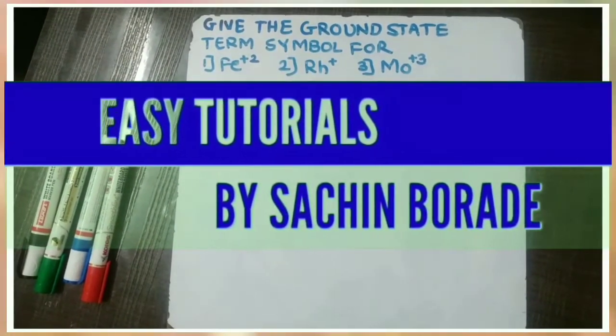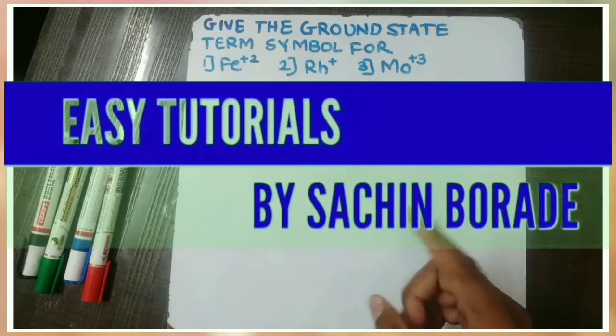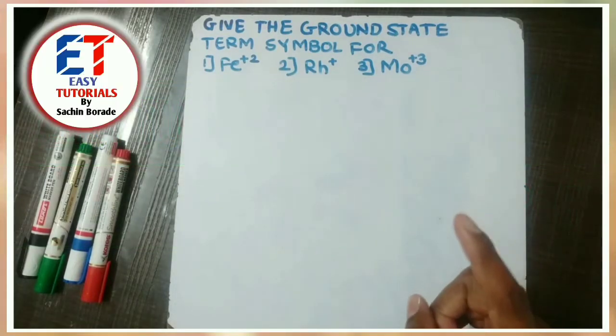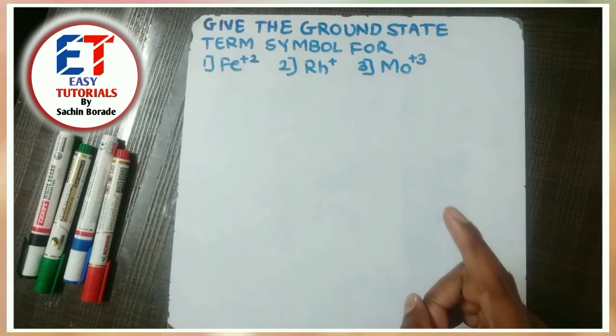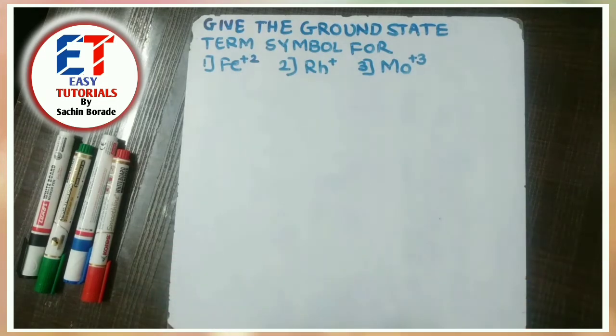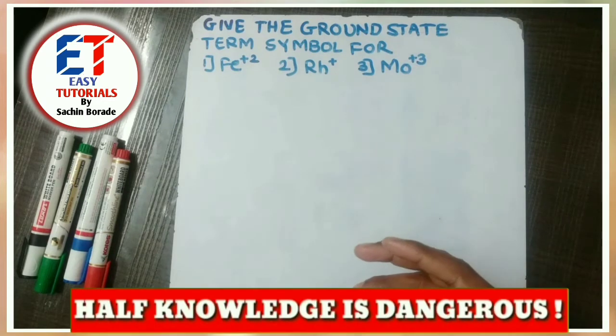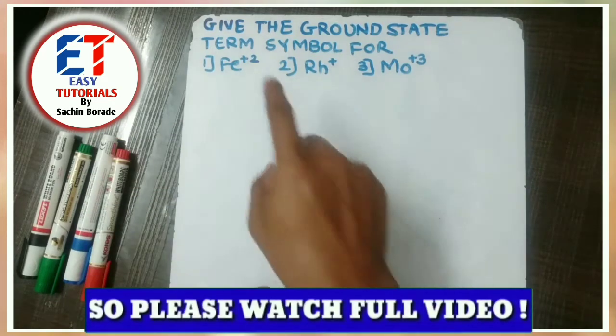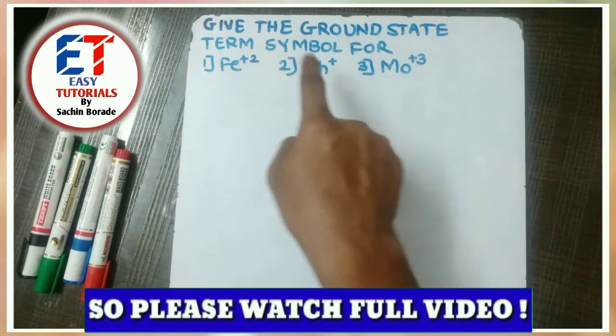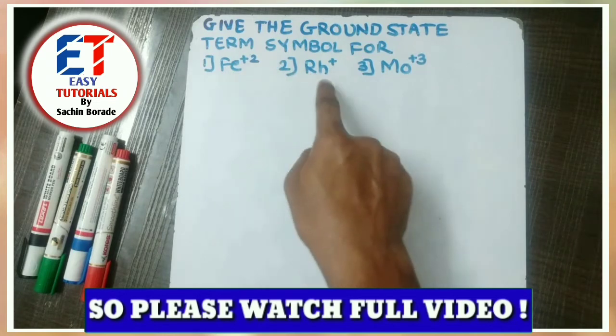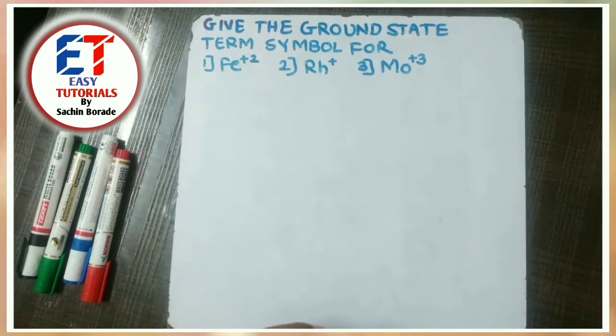In this tutorial, I am going to tell you a super trick by which you can easily predict the ground state term symbol for any given species. Before going to the trick, let's first understand what type of question you will be asked on the term symbol. The question is: give the ground state term symbol for Fe+2, Rh+ and Mo+3. So how do you solve this question?